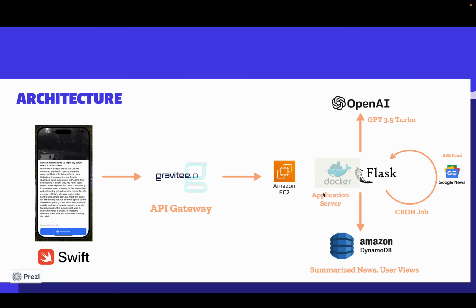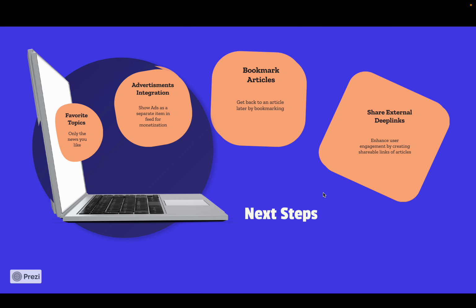Coming to the next step, we have multiple features on our roadmap. First is advertisement integration, basically to monetize the app, where we will show one ad per 10 to 15 articles as a separate item in the feed itself, so it will not feel like something in between, and not clutter your user experience of reading the actual news.